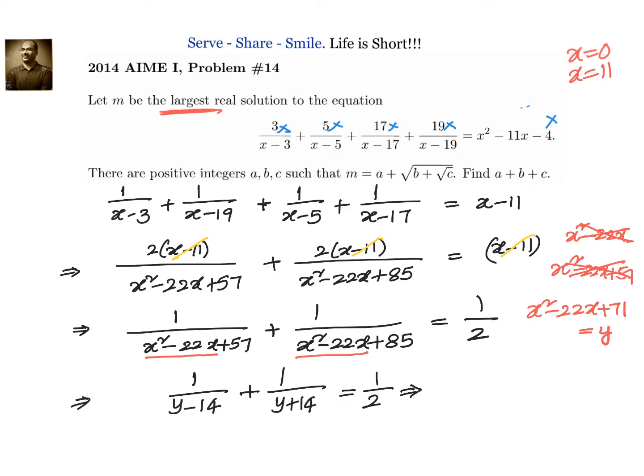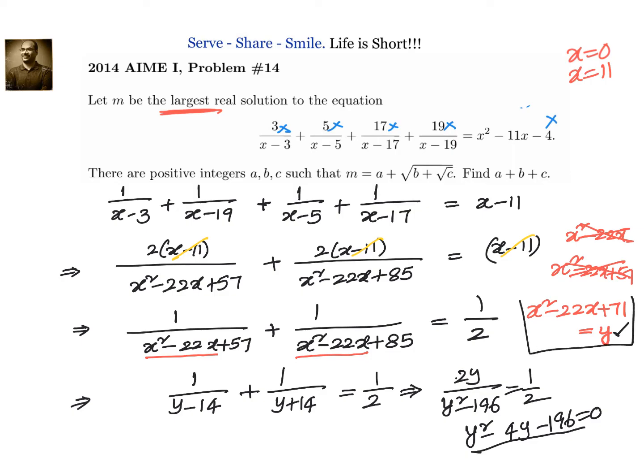When you go to the numerator, the constant terms will cancel. You will have 2y divided by y square minus 196 equals 1 by 2, or can you say y square minus 4y minus 196 equals 0. So 80% of our problem is solved, because now this is a quadratic equation. I can find the value of y and go back and substitute in this equation. I should be able to get my x value.